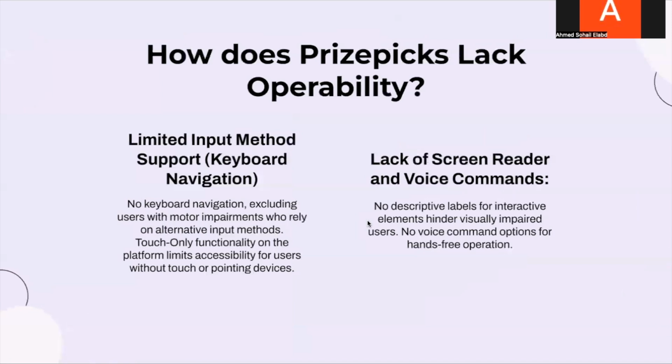However, it is clear that PrizePicks is missing a lot of other features in the operability principle. The application fully excludes users with motor impairments who cannot use a touchscreen. PrizePicks does not support keyboard navigation, making it completely inaccessible for users who rely on alternative input methods such as external keyboards. It is also evident that the app lacks any clear support for screen readers, making it difficult for visually impaired users to operate. All interactive elements of the app do not have any descriptive text that screen readers can interpret. The app has no voice command system or support.